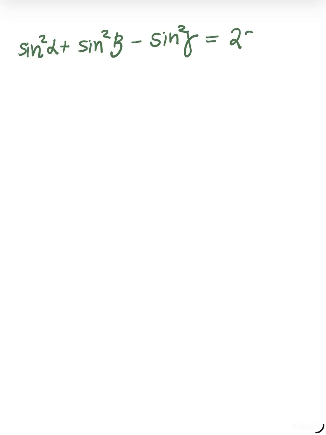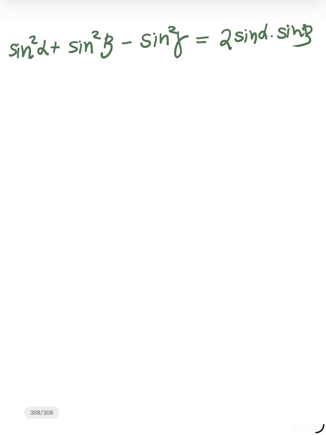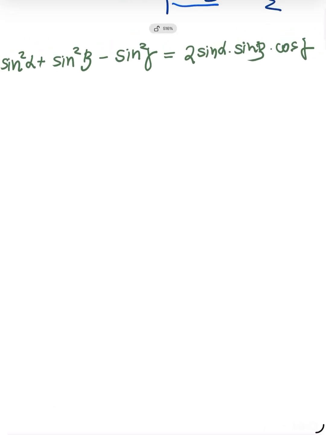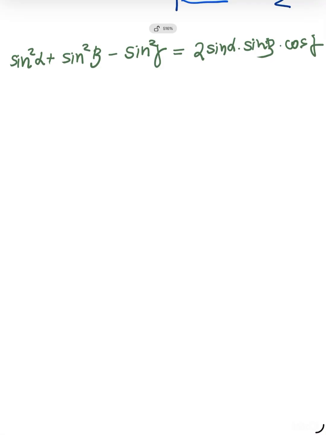Today I'll choose a different color. For example, I want something with green. Let's try with green. So our identity is sine squared alpha plus sine squared beta minus sine squared gamma is equal to 2 times sine alpha times sine beta times cosine gamma. Don't forget that we are working in a triangle.